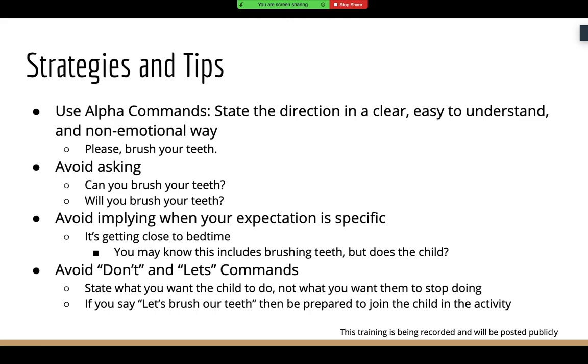Another thing to try to avoid is let's commands. So, let's brush our teeth. That sounds really nice, and it sounds a little bit more approachable, and it goes along with the idea of a we command, like we're going to go brush our teeth, when what you really mean is you, this child, you are going to go brush your teeth. So unless you plan on doing it with them, don't use the word let's or we or anything like that. If you plan on doing it with them, then sure, use that kind of command, because that's totally fine.